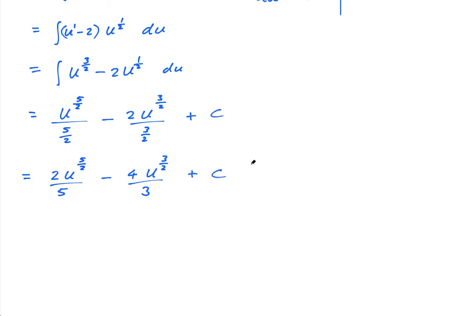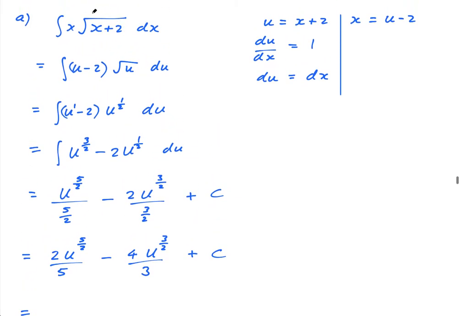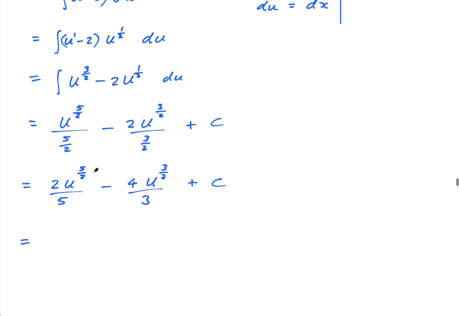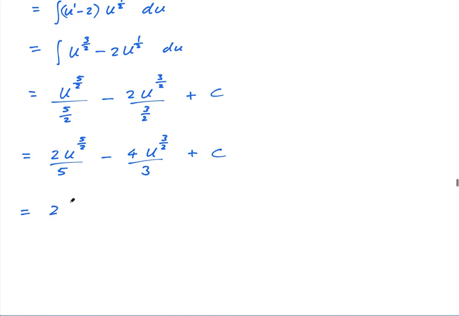Plus c. And then finally, he doesn't want it in terms of u. He wants it in terms of x. He asked me to find the integral of this. There's no u in that, so I need it in terms of x. But u is x plus 2. So finally, I can write 2 times x plus 2 to the power of 5 over 2 all over 5 minus 4 times x plus 2 to the power of 3 over 2 all over 3 plus c.